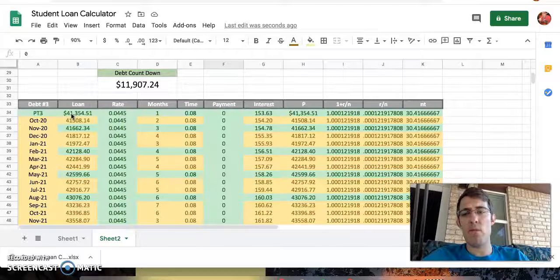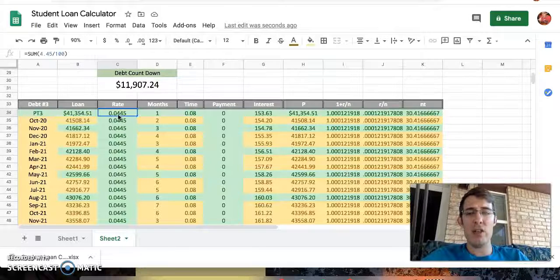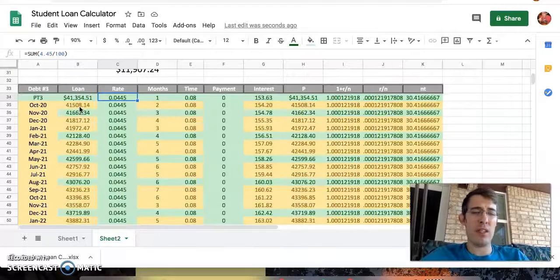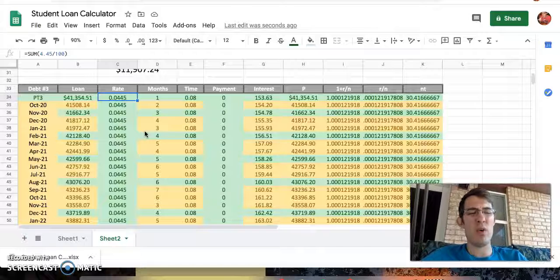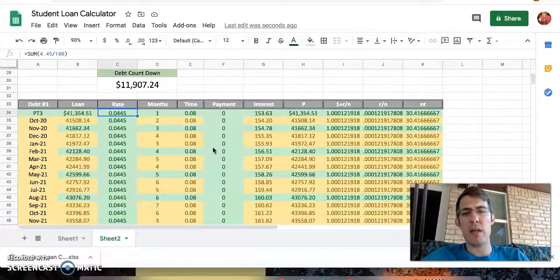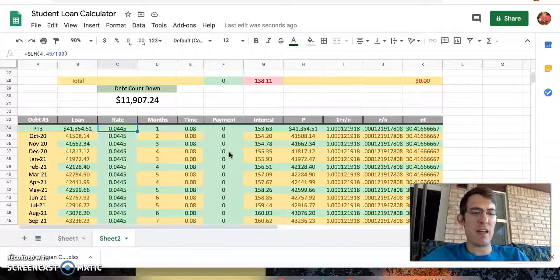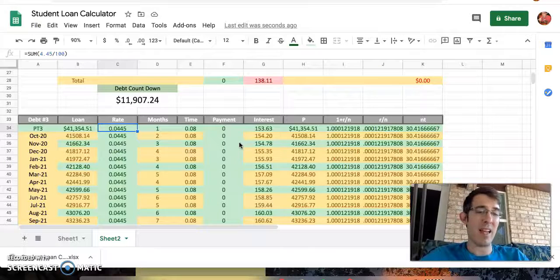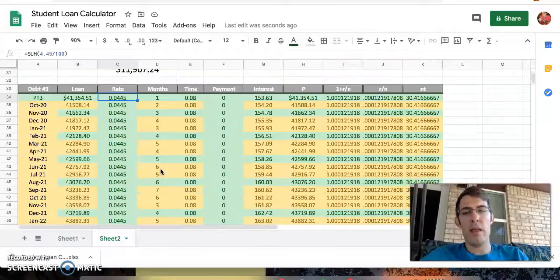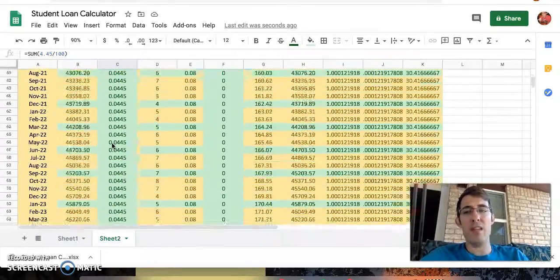It's $41,354.51. The interest rate is 4.45%, and you can kind of see how that goes down. Currently, right now, this loan I'm paying about $671.57, I think, every month. I've been paying about $700, but we'll see. I might take that extra $30 that I'm adding to this loan and put it into the loan for my parents. This loan I want to pay off in 3 years.